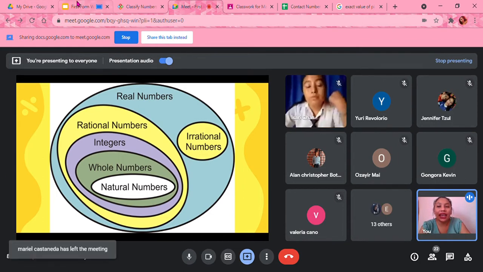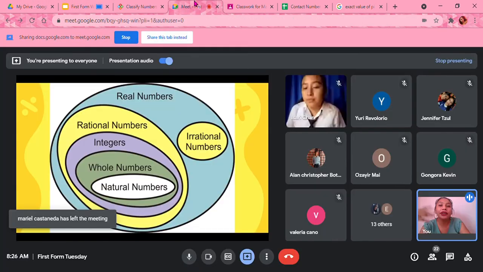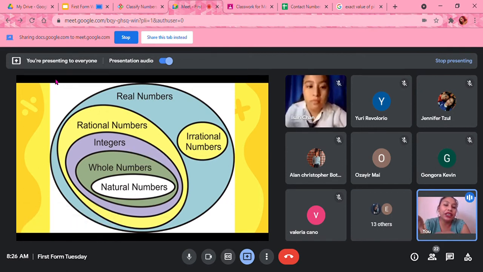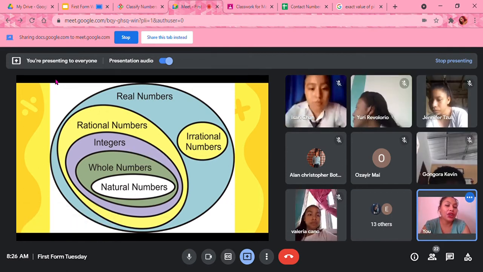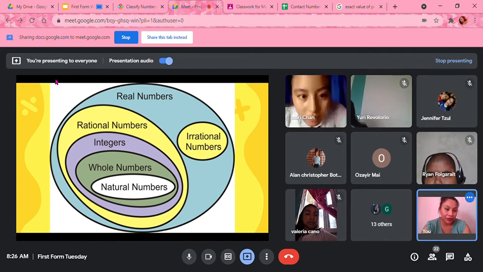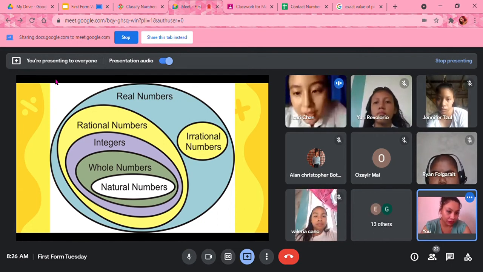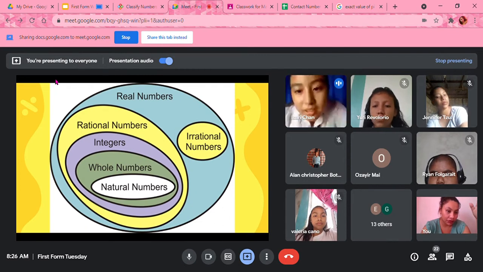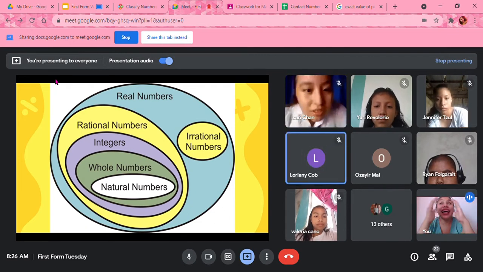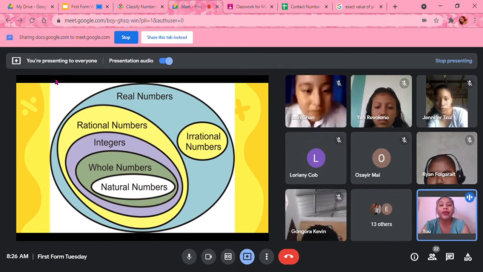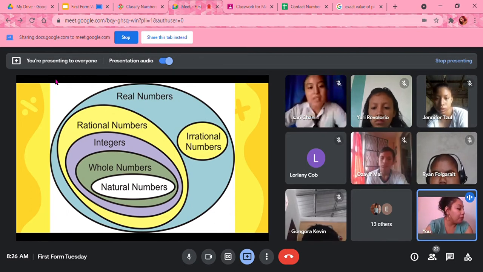Now let's say I give you the number 10. Where in this picture would the number 10 go? Or what is the number 10? A natural number. Very good, a natural number.